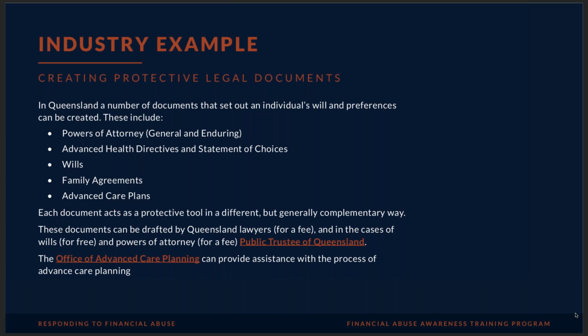An industry example includes creating protective legal documents. In Queensland, this can include powers of attorney, advanced health directives and statements of choices, wills, family agreements and advanced care plans. Each document acts as a protective tool in a different but generally complementary way. These documents can be drafted by Queensland lawyers for a fee, and in the cases of wills for free and powers of attorney for a fee by the Public Trustee of Queensland. The Office of Advanced Care Planning can provide assistance with the process of advanced care planning.